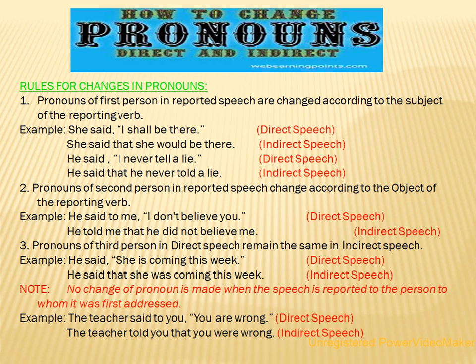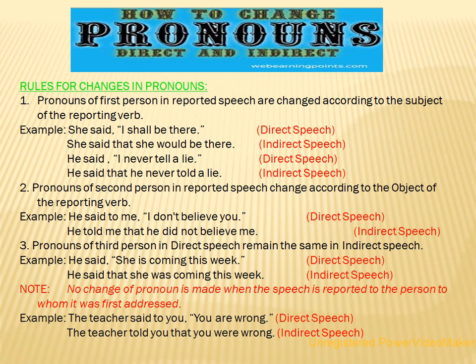The second rule is pronouns of second person in the reported speech change according to the object of the reporting verb. So you have to keep in mind the object of the reporting verb. He said to me, I do not believe you. This is direct speech. Now, he said to me changes to told. He told me that he did not believe me. So here see the changes. I changed to he and you changed to me.